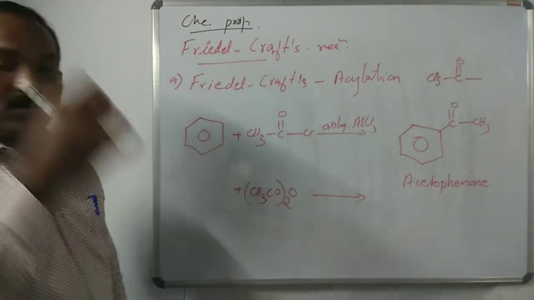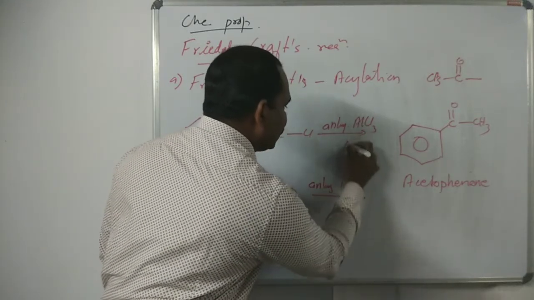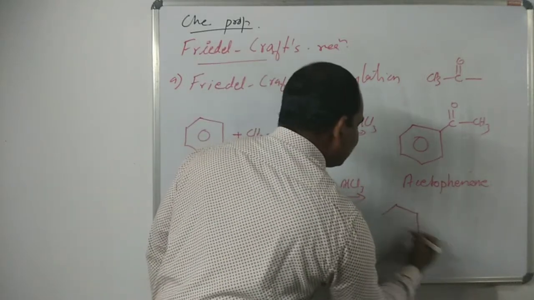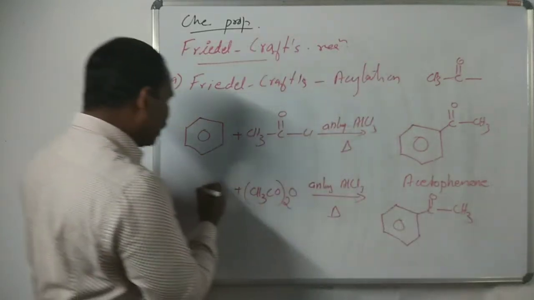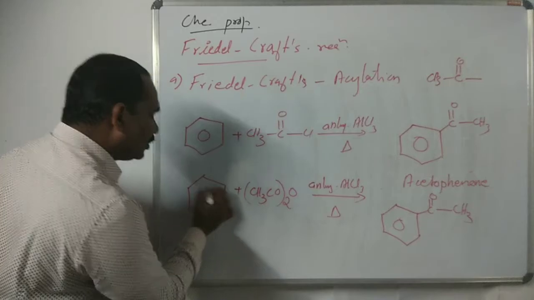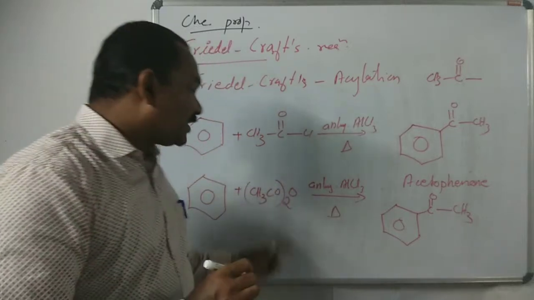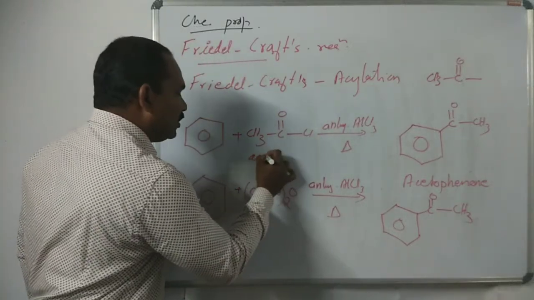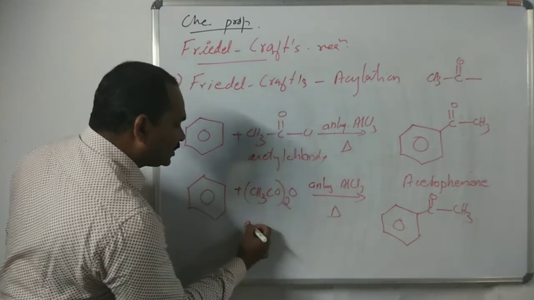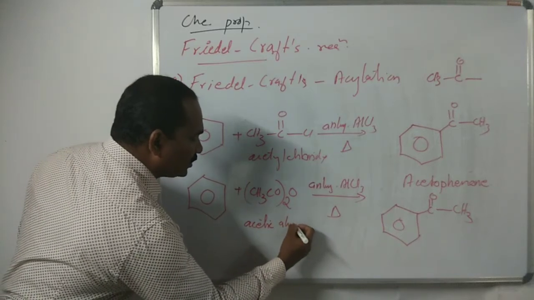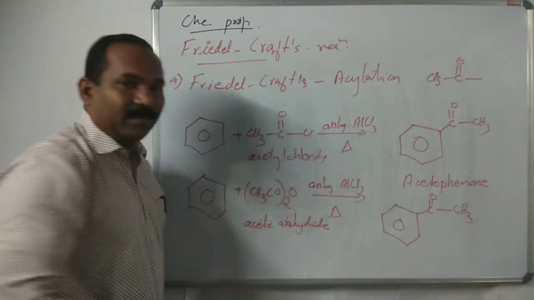Acetic anhydride is also used. The catalyst is anhydrous AlCl3. Just heat, we get the same compound, acetophenone. So two reagents we usually use: one is acetyl chloride, an acid chloride, and the other is acetic anhydride, also an acid derivative.